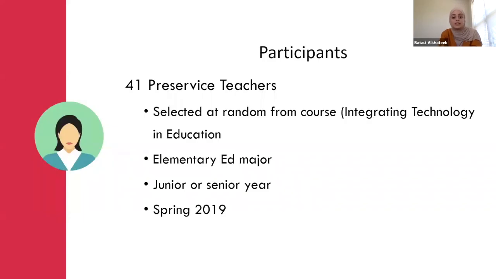The participants for the study included 41 pre-service teachers chosen at random from a core methods class of 60 students. A power analysis demonstrated 41 participants was the minimum requirement to detect a medium effect size. Each participant was an elementary ed major in their junior or senior year, so they're undergrads. And unfortunately, specific demographic data is not available. However, we know that participants were overwhelmingly Caucasian females based on the overall demographic makeup of the program.